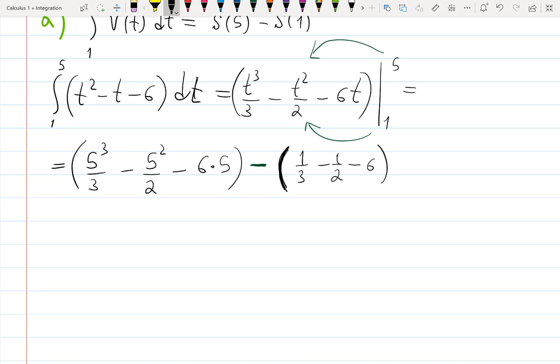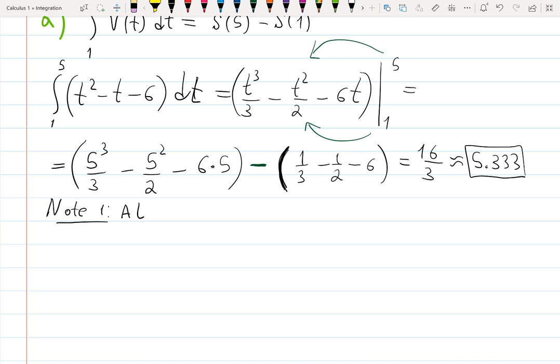And in this case, I have it in my notes, if you carefully calculate all the fractions, you will get 16 over 3, which is approximately 5.333. Since this number is positive, again, this number can be negative. So note 1: the answer here can be negative. Note 2.